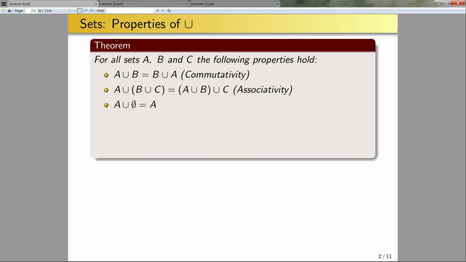Next, A union the null set is equal to A. So if I take any given set and I add nothing to it, I don't change the set. That's what this states. Next, we have that A union A is equal to A. This should be fairly intuitive why this would be true. Next up, we have a slightly more complicated property, namely A is a subset of B if and only if A union B is equal to B. To convince yourself of this, you could draw a Venn diagram to get an idea for why it would be true, but it should be fairly intuitively obvious. Finally, we have that if A is a subset of C and if B is a subset of C, then A union B is a subset of C.